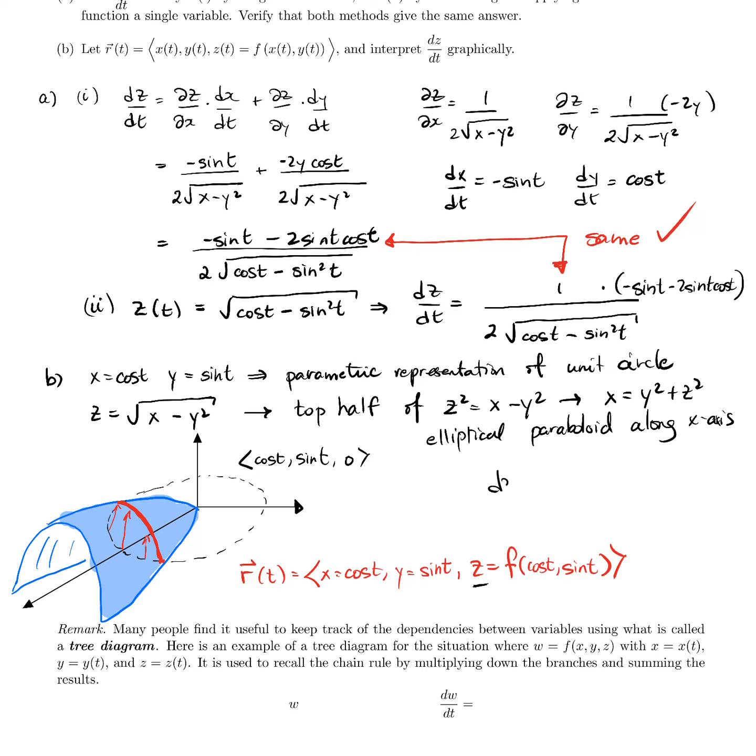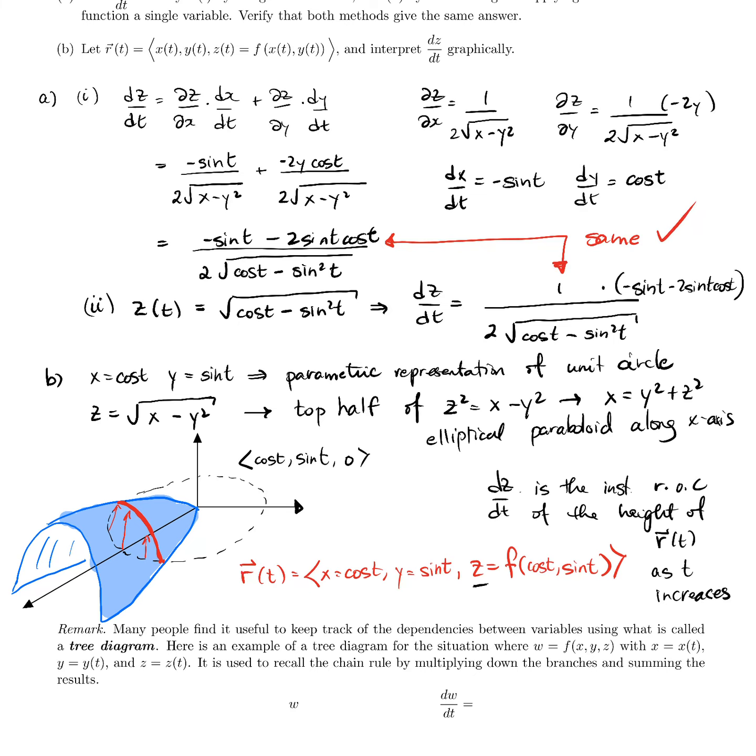And now we can interpret the derivative of z, dz dt. Well, it's the instantaneous rate of change of the height of the curve r of t, height above the xy plane, as t increases. So graphically, that is what we have, or that is how we can interpret this dz dt when we've got a composition of a multivariable function in two variables and two functions of a single variable.